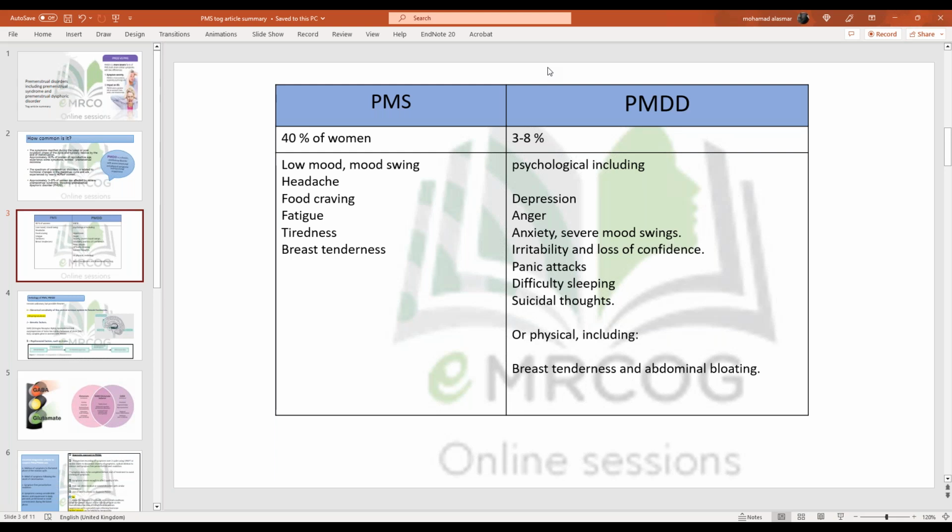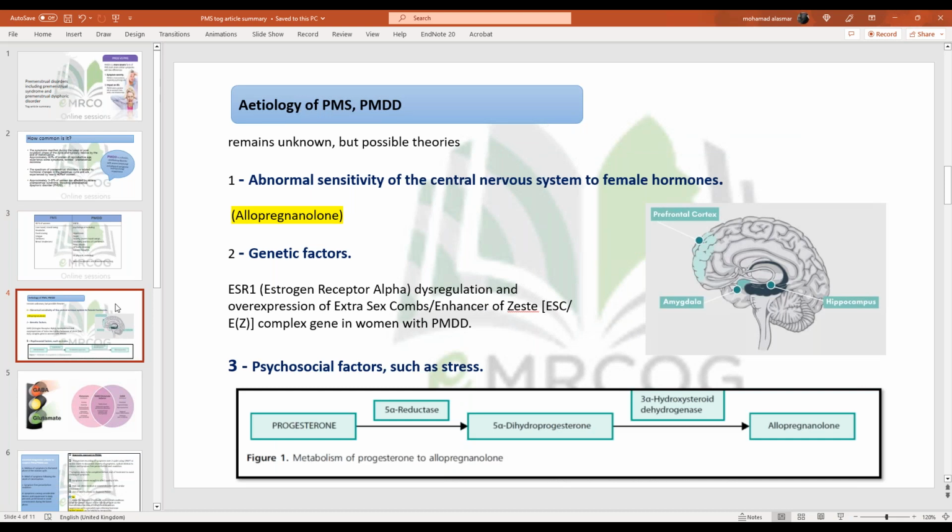So, how can we help her? We can help her by first understanding the underlying cause. The underlying cause theory is divided into three, as per the TUG article. One is abnormal sensitivity of the central nervous system to female hormone. Two is genetic factors. Three is psychological factors such as stress. Okay, so I need to comment in short about each one of them.